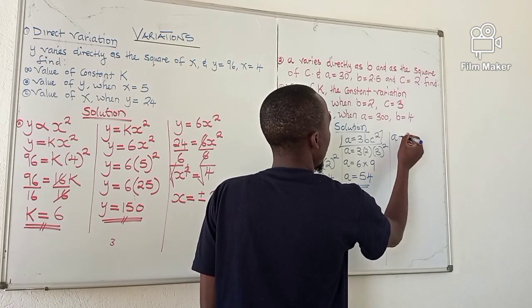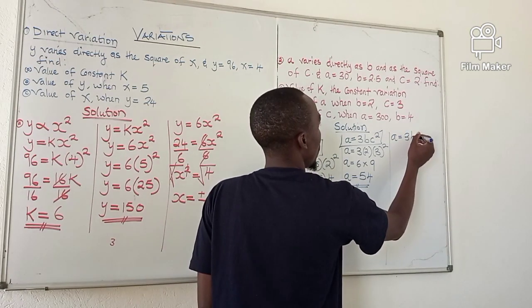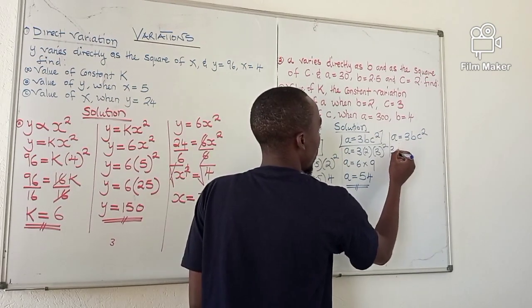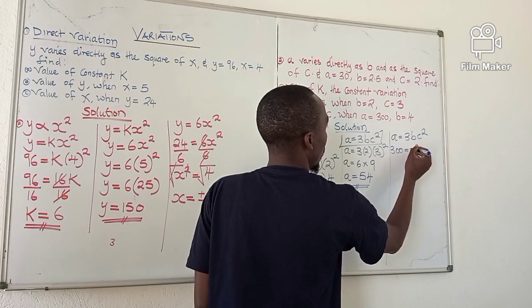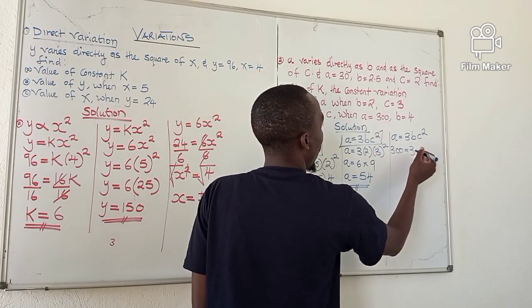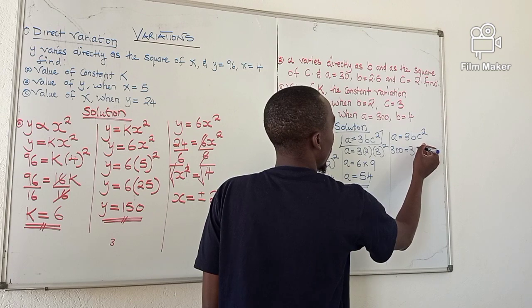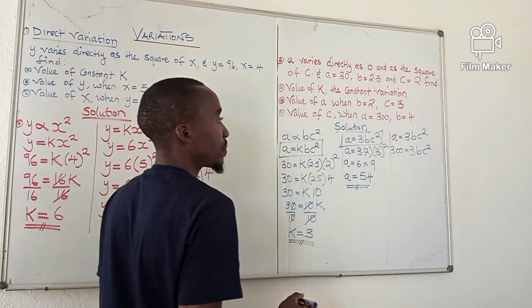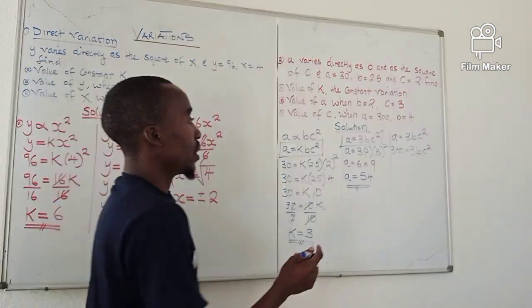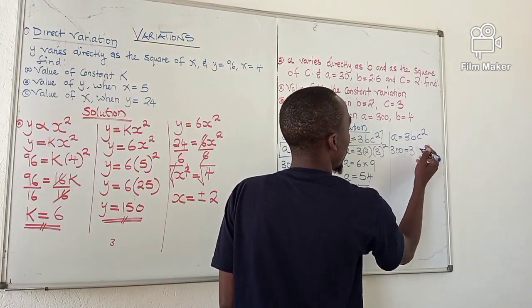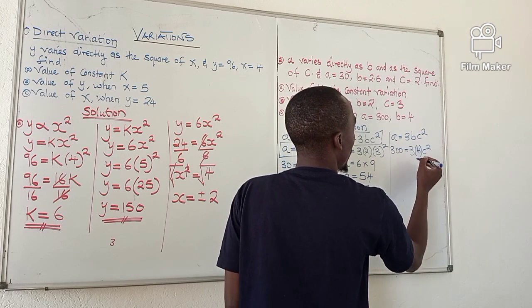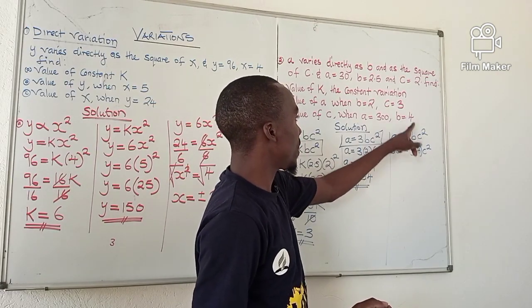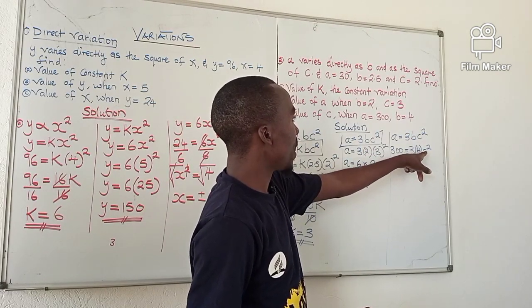So we say A is equal to 3bc squared. They have given us A. We replace A with 300 equals 3. And what is our B? Our B is 4. So where there's B, we put 4. So we're saying B is equal to 4. So where there's B here, we replace it with 4. And then we're finding C.